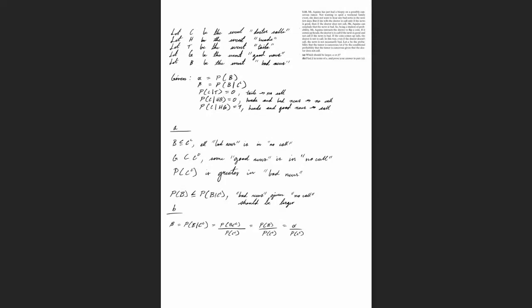Does that make sense? That makes sense, because the probability of bad news is lower than the probability of bad news given no call, because no call could have good news too. Yes. And so for part B, I just laid out beta in terms of alpha.